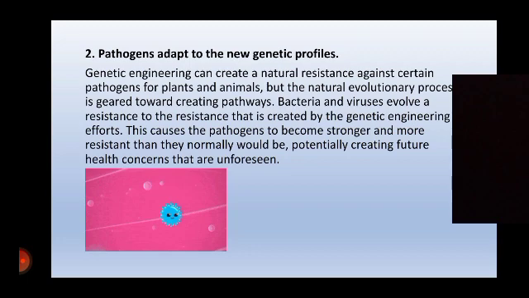Number 2. Pathogens adapt to the new genetic profiles. Genetic engineering can create a natural resistance against certain pathogens for plants and animals, but the natural evolutionary process is geared toward creating pathways. Bacteria and viruses evolve a resistance to the resistance that is created by the genetic engineering efforts. This causes the pathogens to become stronger and more resistant than they normally would be, potentially creating future health concerns that are unforeseen.